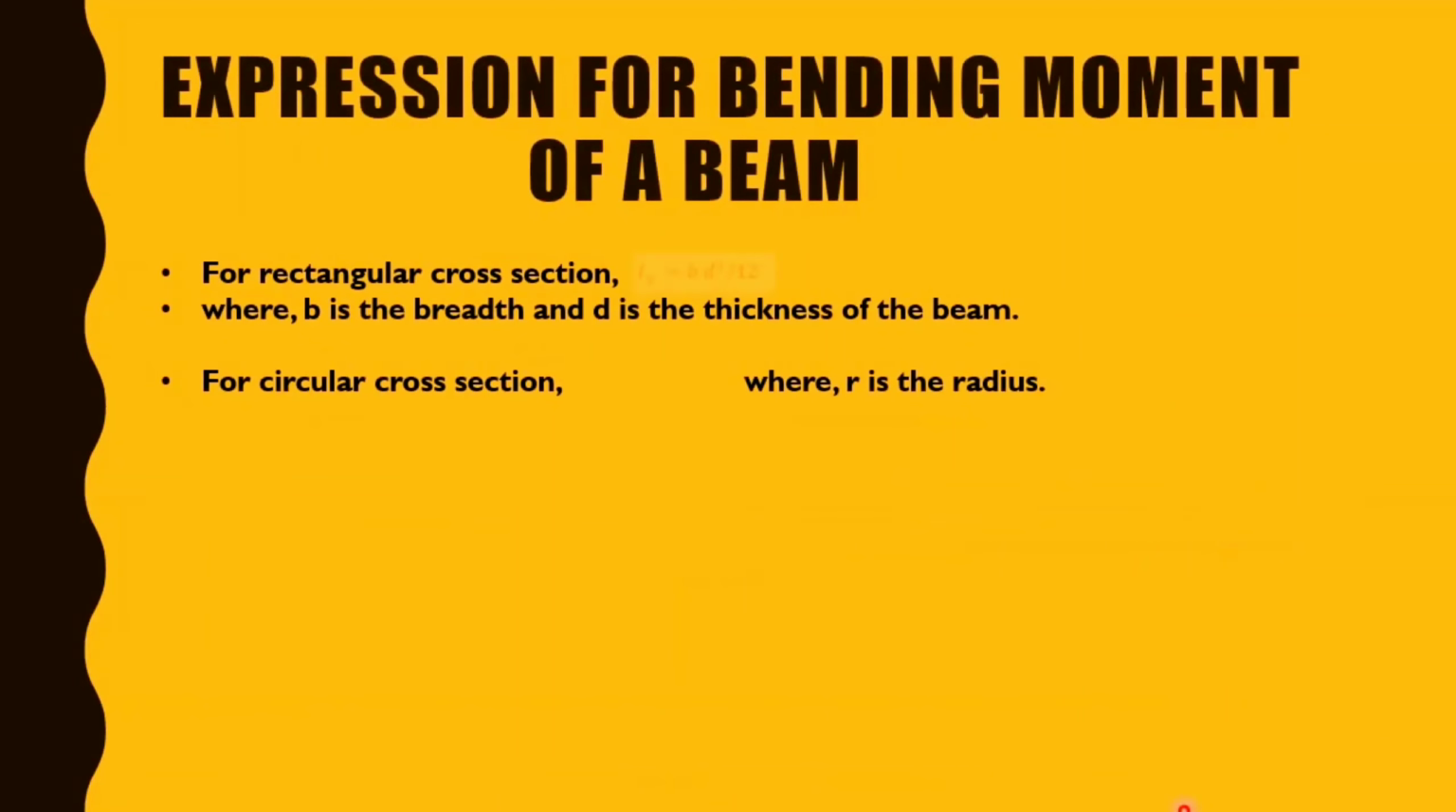Now when we move on, we see that for a rectangular cross section, Ig is equal to bd cubed by 12. So b is the breadth and d is the thickness of the beam. And for a circular cross section, it is pi r to the power 4 by 4, where r is the radius.